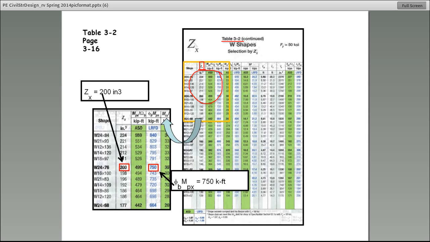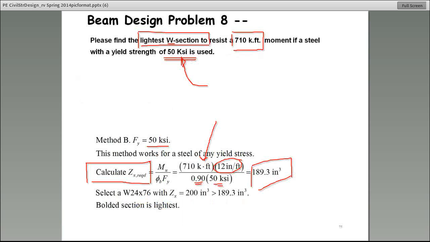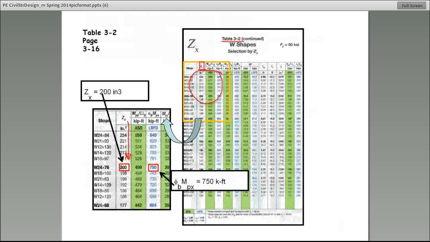Basically, this is what we do. We're going to come down here and find the Z value that is at least what we calculated. You calculated 189.3. Does everybody follow? You need to choose a section that has at least 189 inch cube section modulus. So theoretically, any section that has a number in this column, section modulus, larger than 189, would satisfy the requirement.